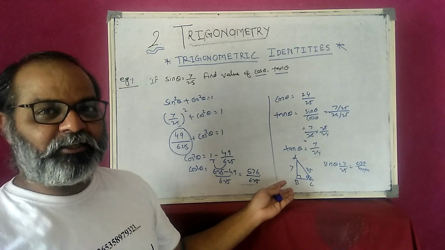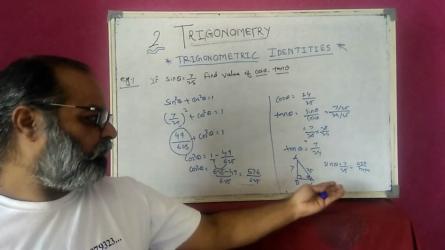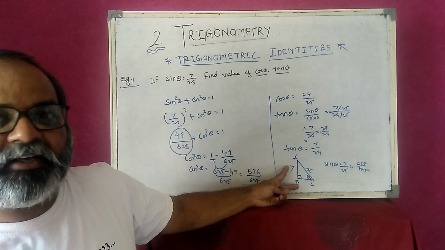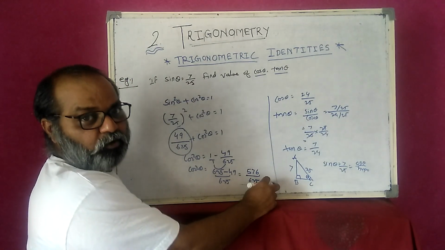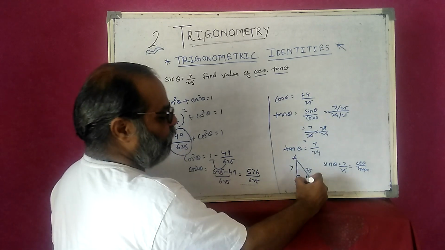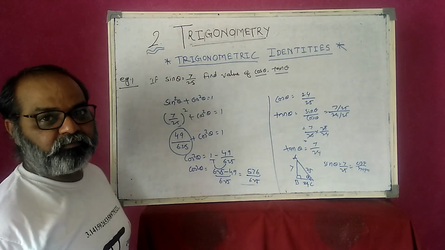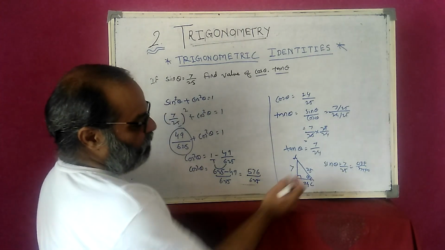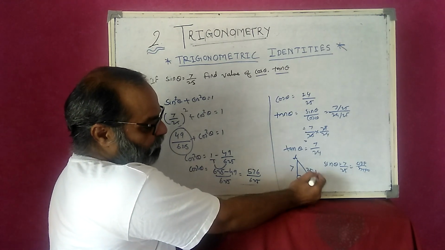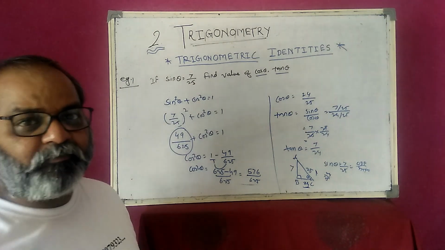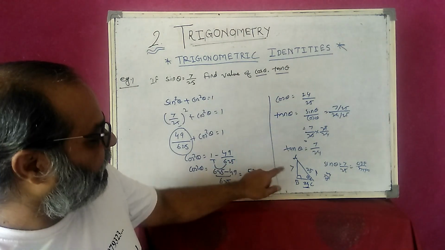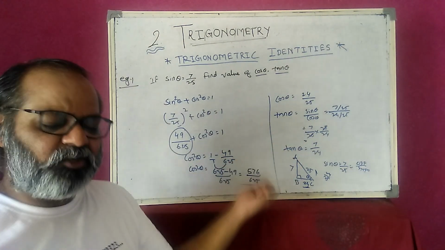So you apply the Pythagoras theorem. Hypotenuse square is equal to the sum of squares of the remaining sides. So what do you get for BC? 25 square minus 7 square is equal to 576, that means 24. You get 24 here. Now we find cos theta. What is the definition of cos? Adjacent upon hypotenuse, so 24 by 25. And what is tan theta? Opposite upon adjacent, it is 7 upon 24. So this is one of the methods.